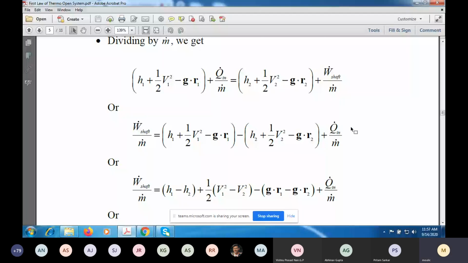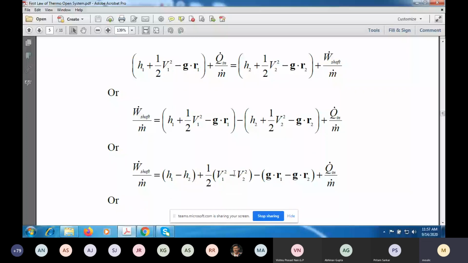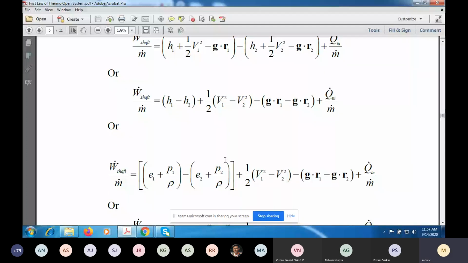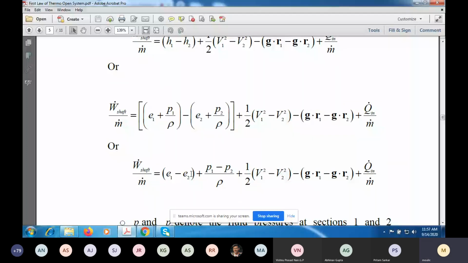Now this, if I want, I can group separately. There are 3 terms in this big parenthesis and this big bracket over here. I can write it as the difference of the enthalpies, the difference of the kinetic energy, and the difference of the potential energy. Now again, I can write h as e plus p upon rho, and group it separately: difference of internal energy, difference of pressure. So the sum of these two is the difference of the enthalpy.